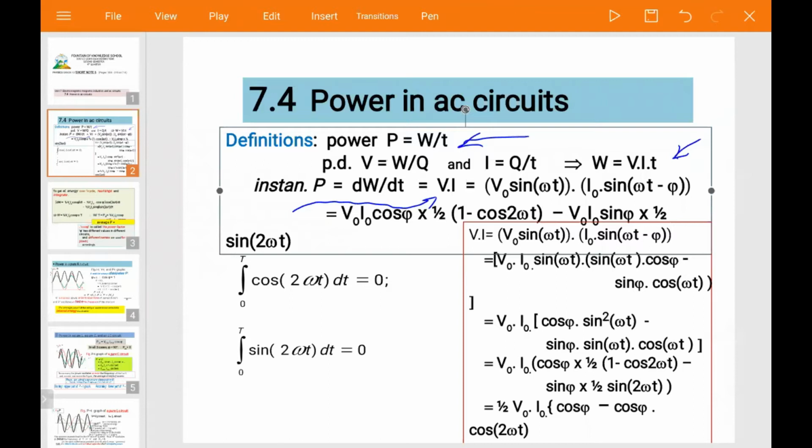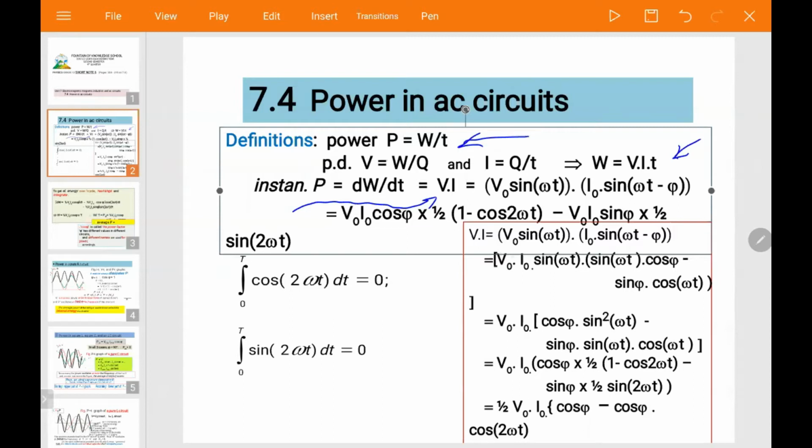But let's go through things step by step. V0 sine omega t, I0 sine omega t minus phi, meaning we don't know what we have in the circuit, and there is a phase angle between current and voltage, phi. Phi is called the phase angle. Now you go over to the mathematics. You multiply out this and multiply it by this sine.